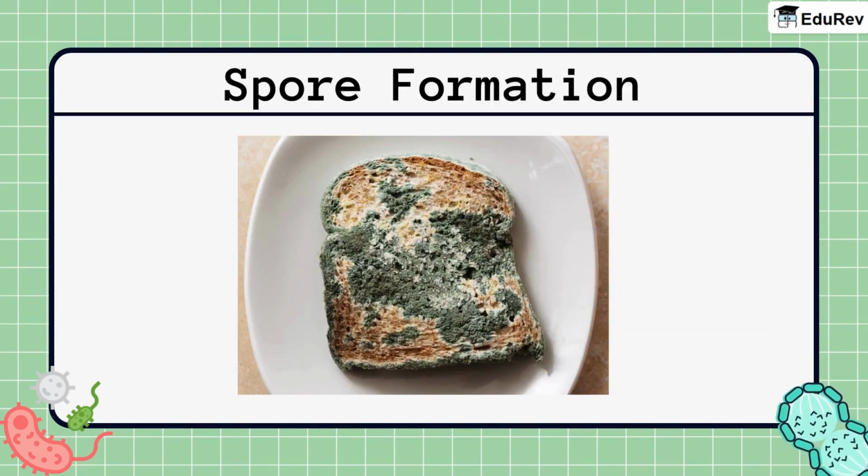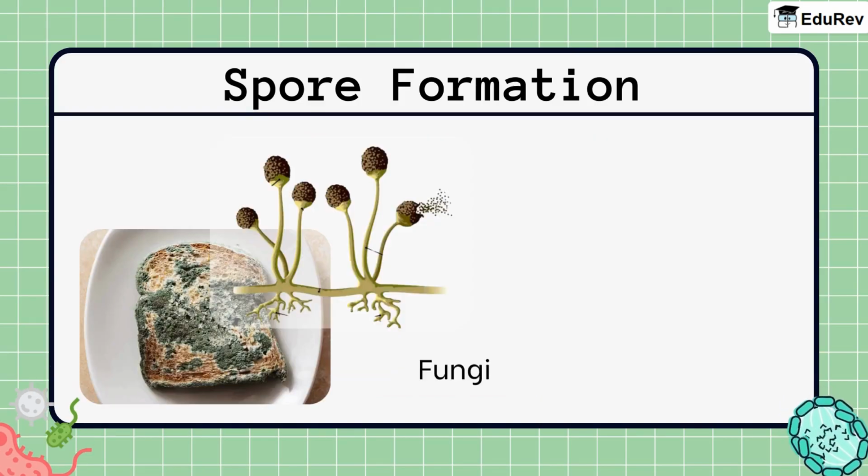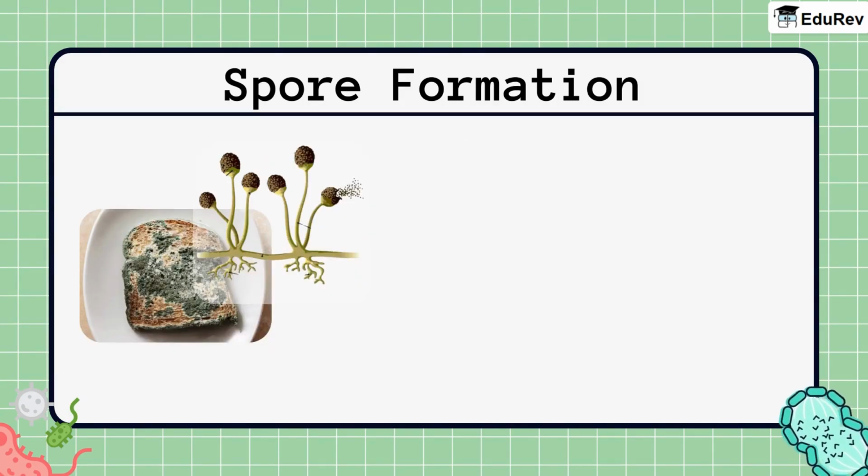Have you ever seen white or black spots on the bread or cheese that have been left for too long? I am sure you must have. Do you know what they are? They are actually fungi, which are the organisms that feed on dead or decaying organic matter. They reproduce through spore formation.